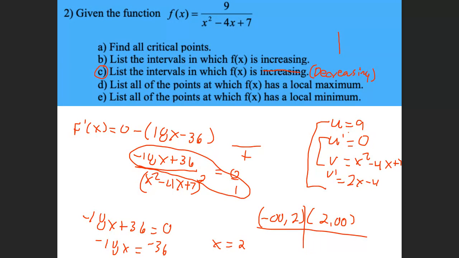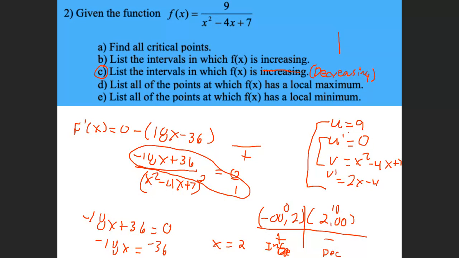So then the next thing I'm going to do is check my values. So I'm going to take 0. If I put 0 in here, that gives me positive 36, so that's positive. If I put, let's say, 10 in here, it's going to be negative 180 plus 36. That's going to be definitely negative. So I've got increasing here, decreasing here.